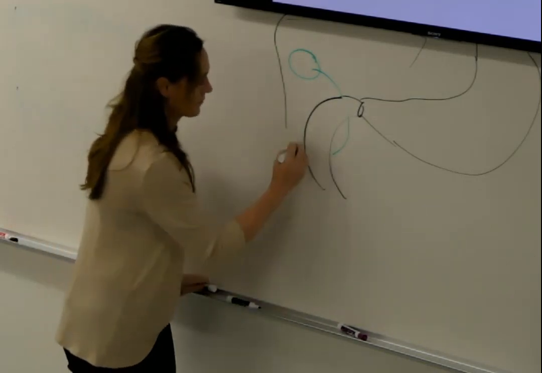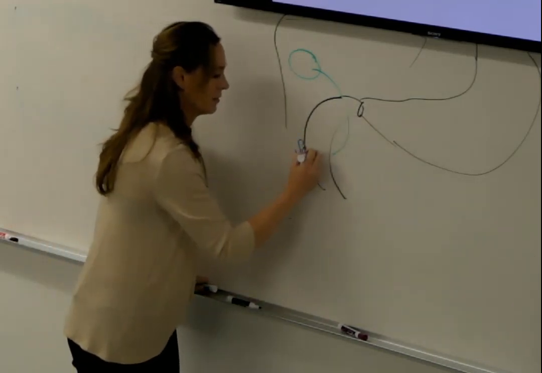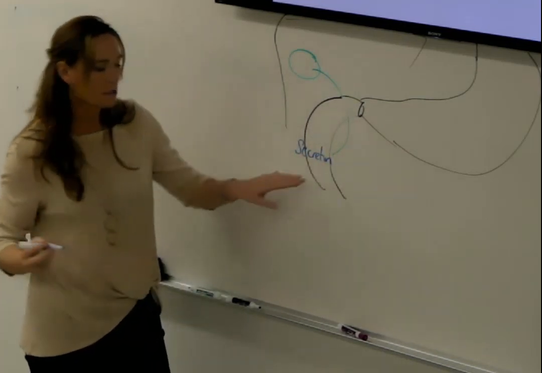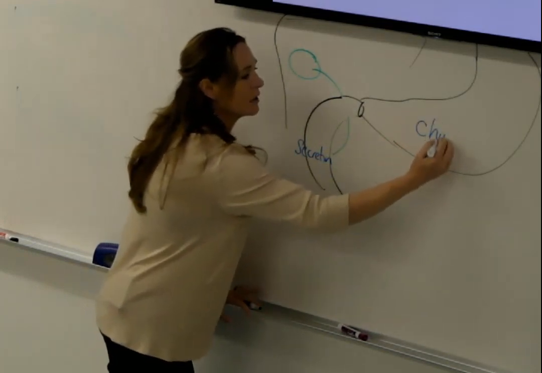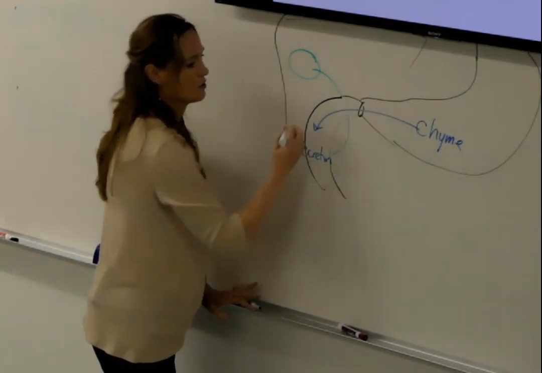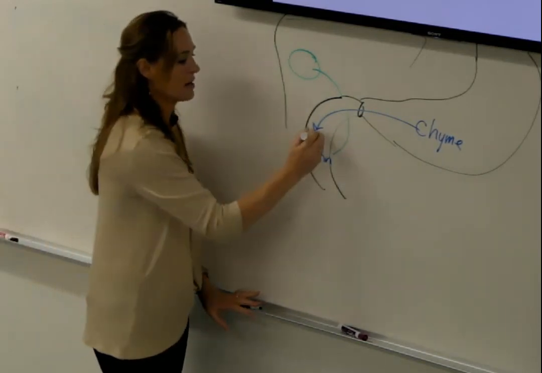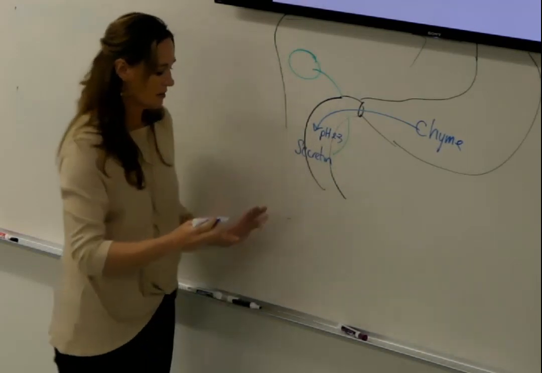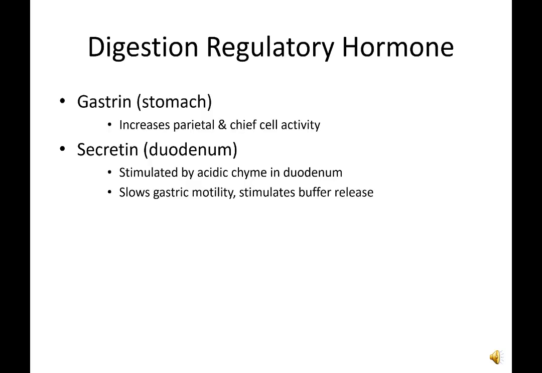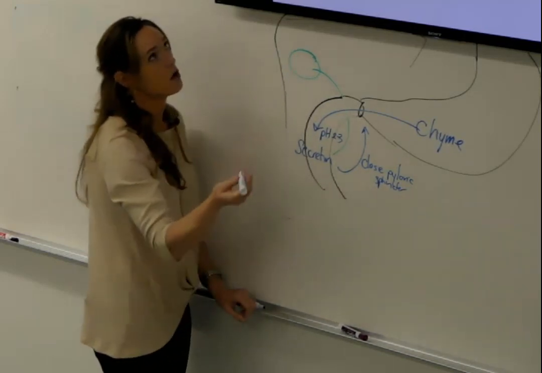Secretin is released by the duodenum when there is chyme that enters the duodenum. So because chyme enters the duodenum with a really low pH of 2 to 3, secretin does two things. It says, hey, pyloric sphincter, let's slow gastric motility. So it's going to close. So that's the slow gastric motility.